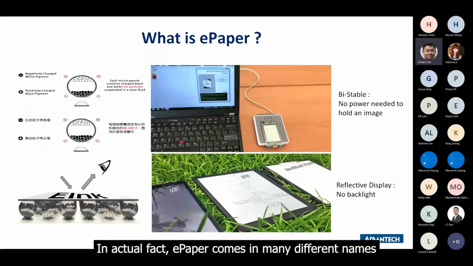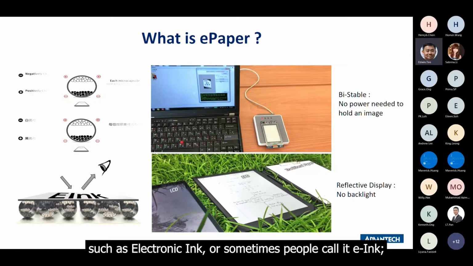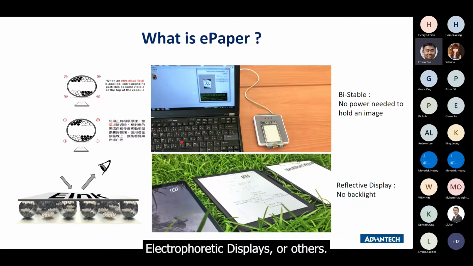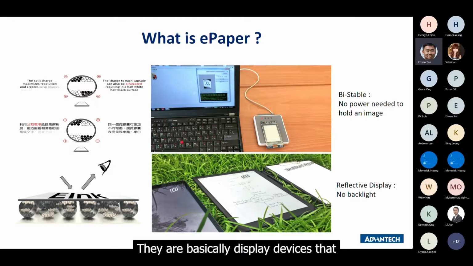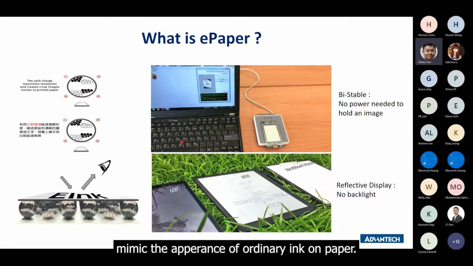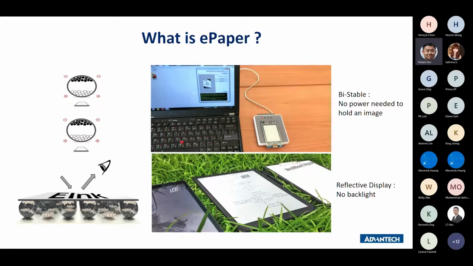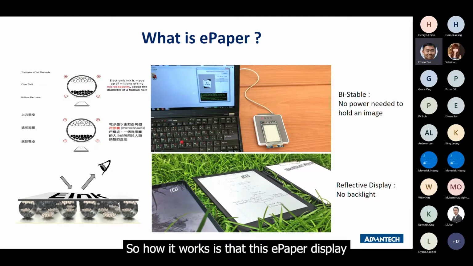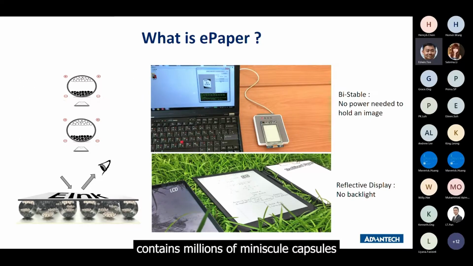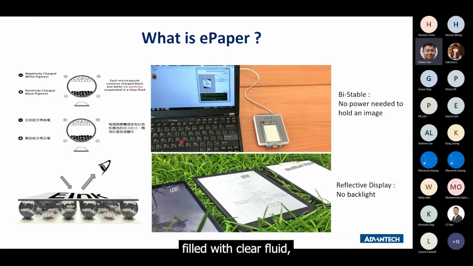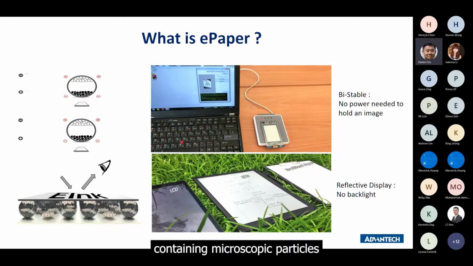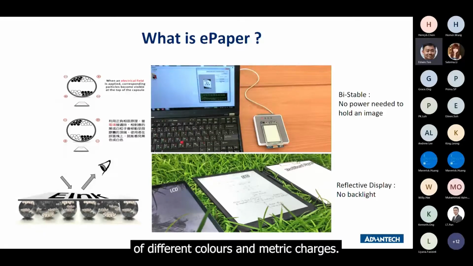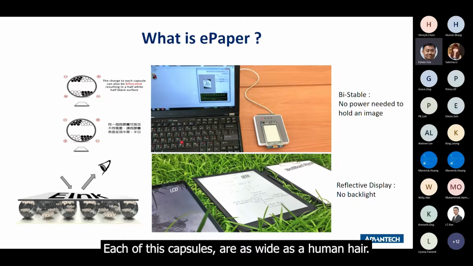In fact, ePaper comes in many different names, such as electronic ink, or sometimes people call it e-ink, electrophoretic displays, or others. They are basically display devices that mimic the appearance of ordinary ink on paper. How it works is that the ePaper display contains millions of minuscule capsules filled with a clear fluid containing microscopic particles of different colors and electric charges. Each of these capsules is as wide as a human hair.